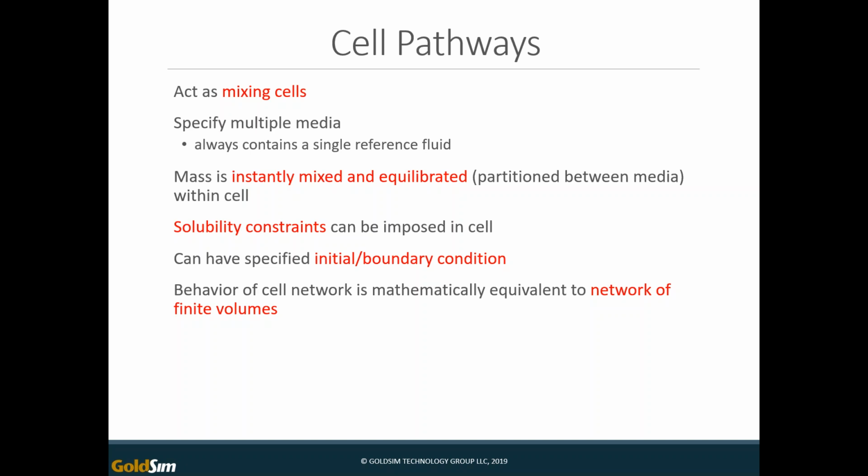And if you have any solids that have partition coefficients, the mass is instantly equilibrated between the fluids and the solids. We can impose solubility constraints inside a cell, and you're going to see that in a minute. We can have initial and boundary conditions in a cell. When GoldSim solves some cells hooked together, mathematically, it's equivalent to a network of finite volumes. We're going to form a system of equations and solve that matrix implicitly to calculate the mass and the concentrations.